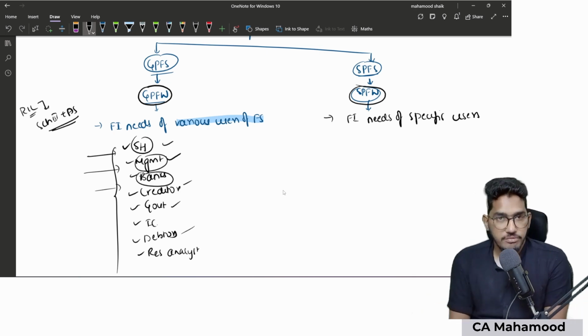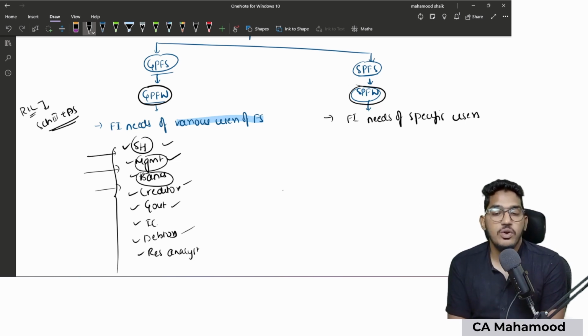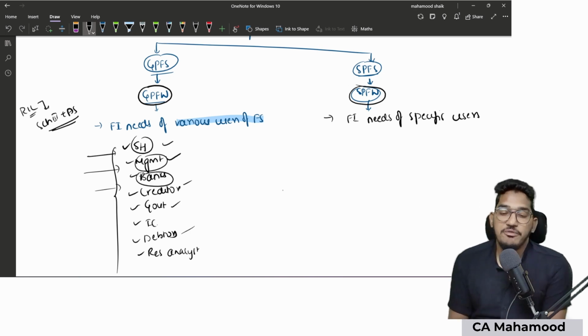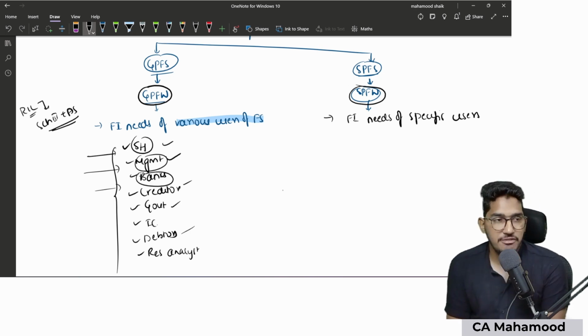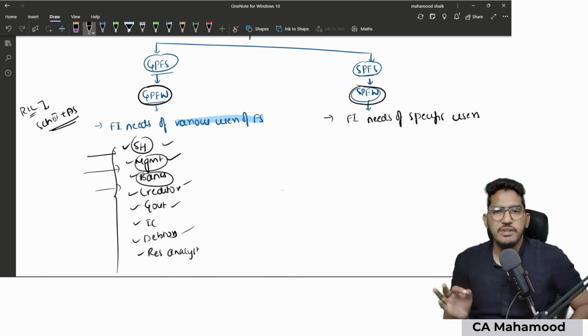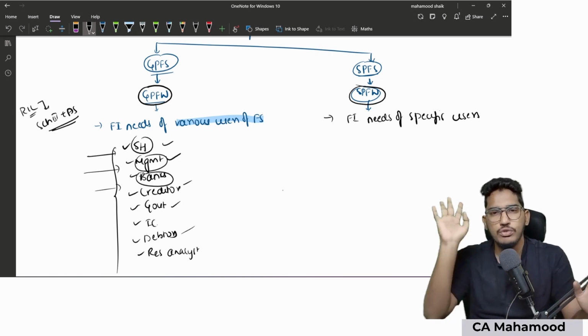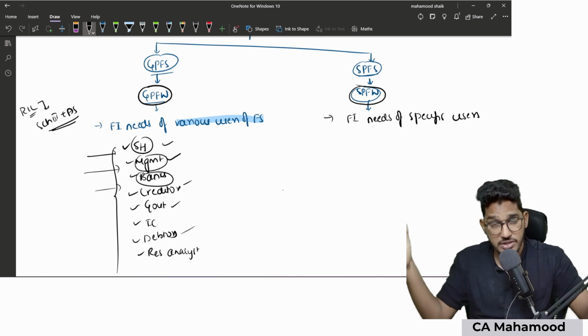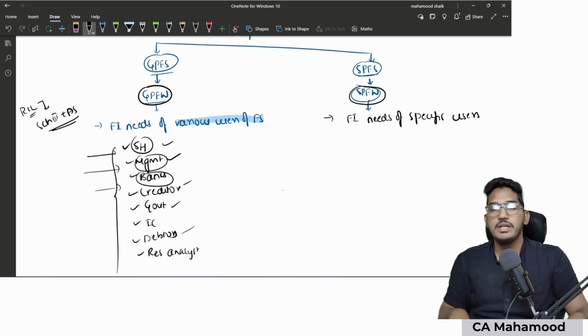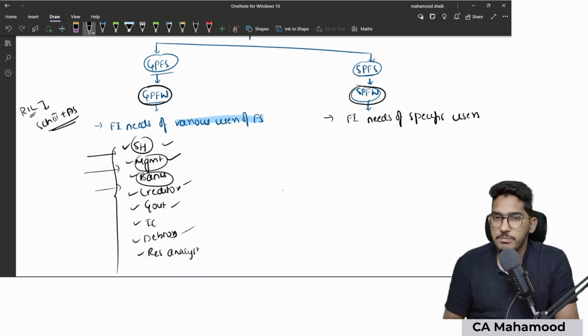The framework which fulfills the financial information needs of specific users, just one or two users. If the framework is fulfilling that information, we call that framework a special purpose framework. The framework which fulfills the financial information needs of specific users of financial statements, just one or two users, whose information will be fulfilled by following some framework, that we call a special purpose framework.